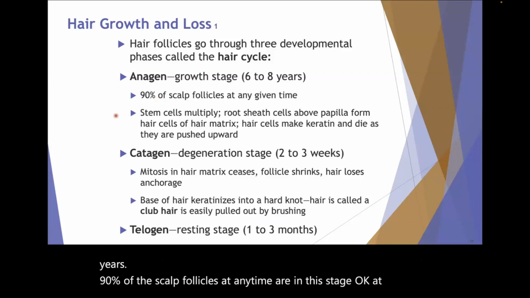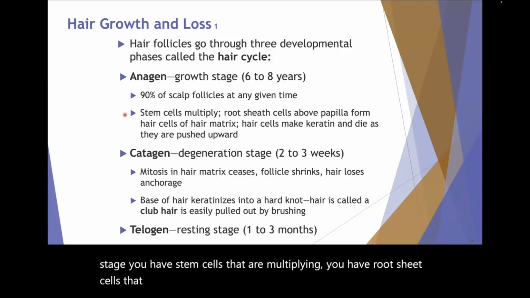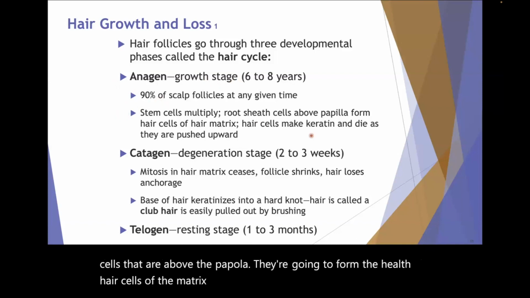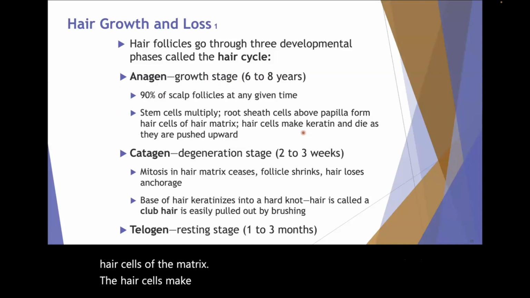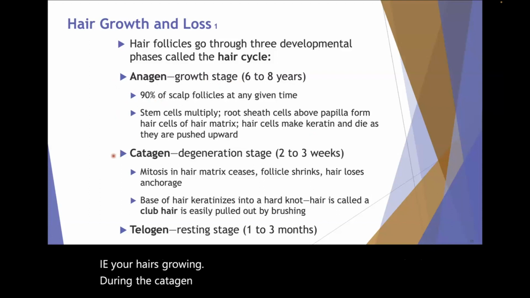At this stage, you have stem cells that are multiplying. You have root sheath cells that are above the papilla. They're going to form the hair cells of the matrix. The hair cells make keratin, and they die as they're pushed upwards, i.e. your hair is growing. The catagen phase is a degeneration stage.